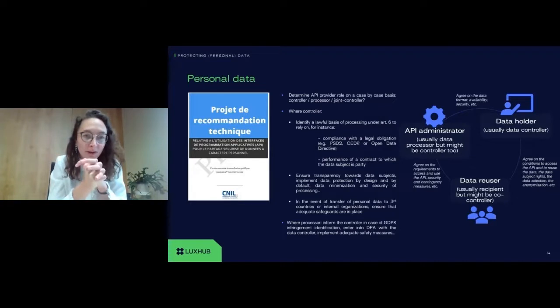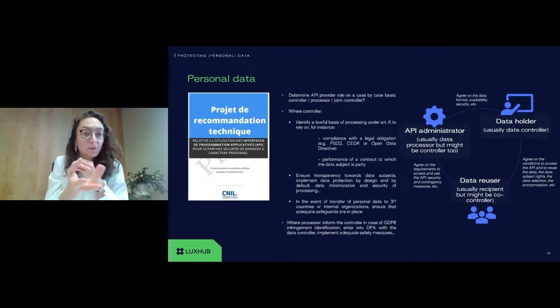But most of the time, actually, the data reuser is a new data controller having a completely new processing, meaning that most of the time there might be a contract between data holder and data reuser, but there will not be as such a data processing agreement. But that's one important thing to think. If you're a data holder, you publish an API. If this is containing personal data, then ask yourself, what is my role?